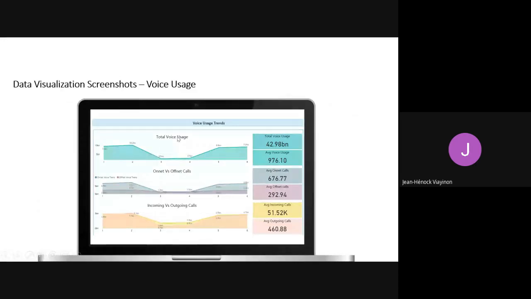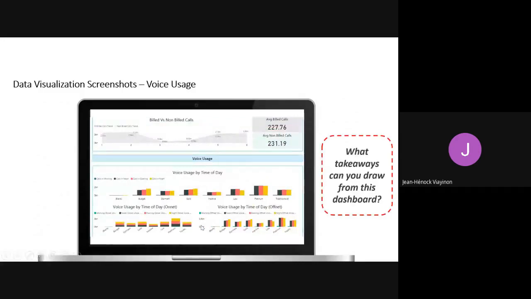Same thing for the incoming versus outgoing calls. So with the on net drop, we have the problem with both incoming and outgoing calls. And now for billed versus non-billed calls, you have the same thing. You have some nice visualization. What are the takeaways you can draw from this dashboard?